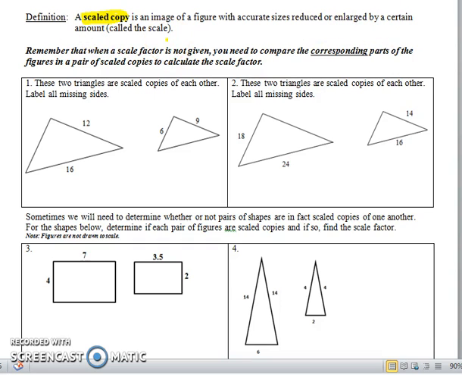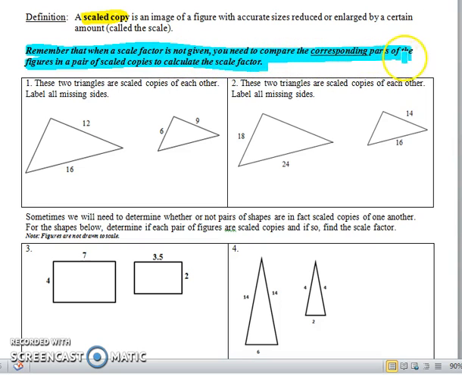So we've seen this already, and we've had some exposure to images that are scaled either by being reduced or enlarged. So please note this sentence right here. This says, and I'm highlighting it in blue, remember that when a scale factor is not given, you'll need to compare the corresponding parts of the figures in a pair of scaled copies in order to compute or calculate that scale factor. Now the key word I want to highlight is corresponding.